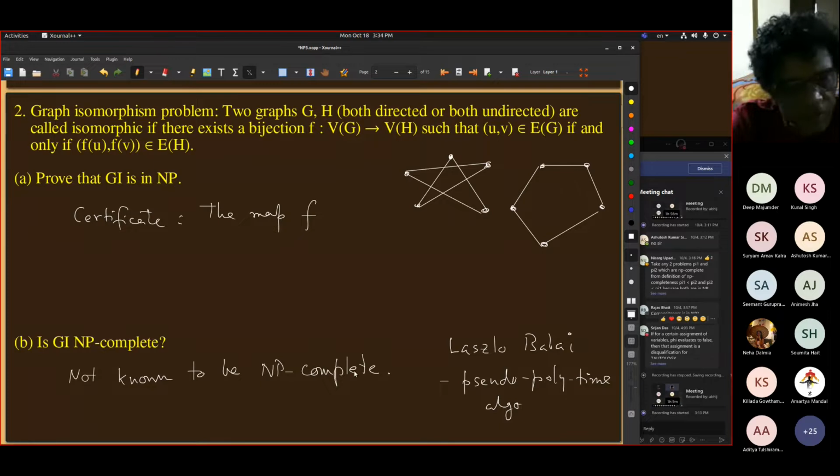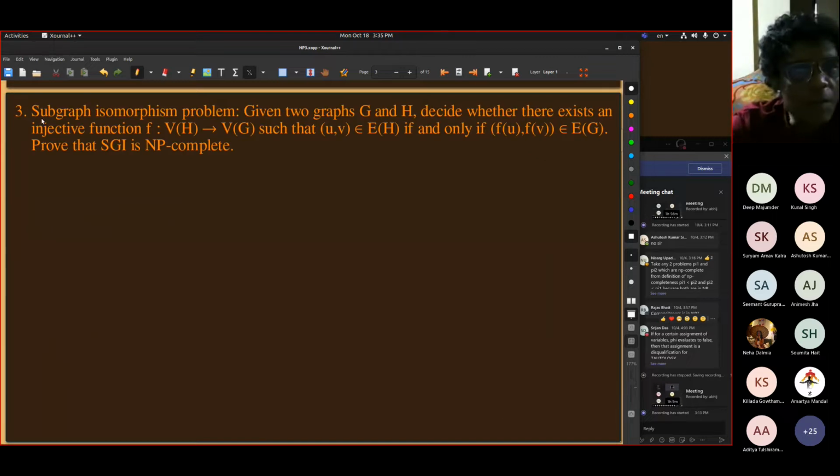Whatever it is, the graph isomorphism problem is not known to be NP-complete, and it's usually believed to be a little bit easier than NP-complete. Even if perhaps not polynomial time, maybe pseudo polynomial time or something like that, it's believed to be easier than NP-complete. So a proof for the NP hardness of the graph isomorphism problem is unlikely to exist. Okay, so let us not worry too much about this graph isomorphism problem, but let us now look at a similar problem, which is called the subgraph isomorphism problem.